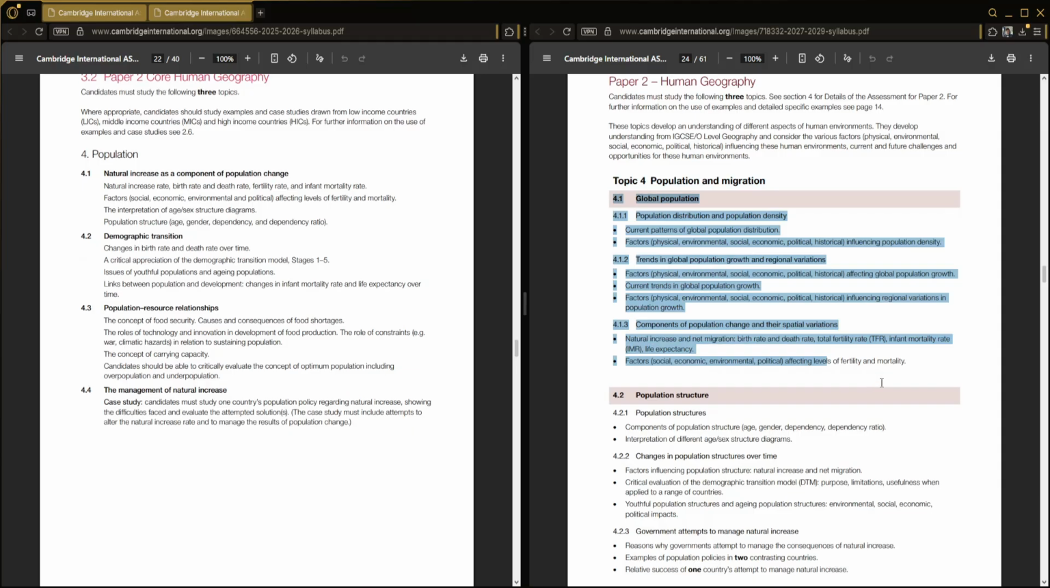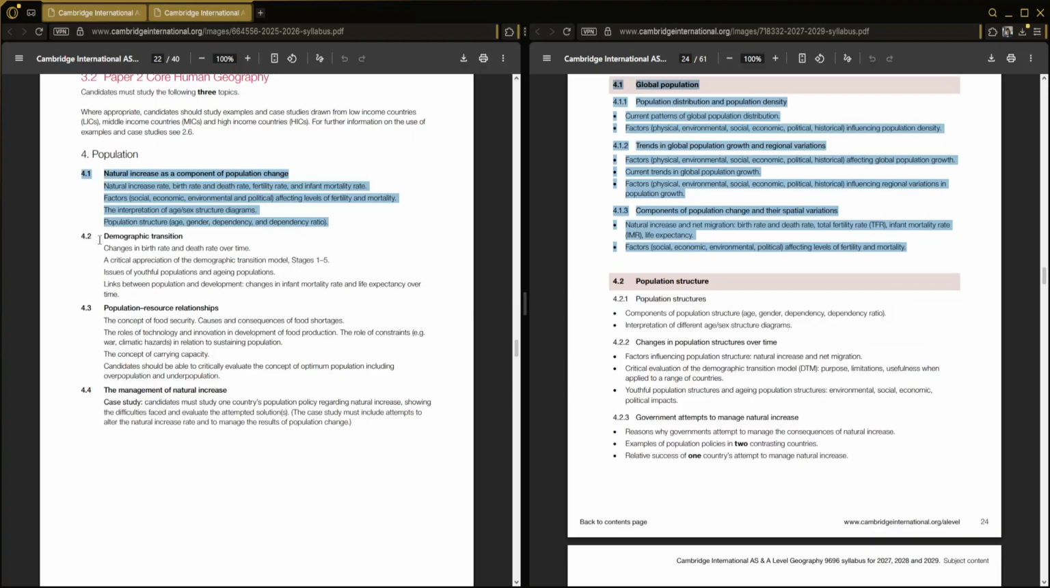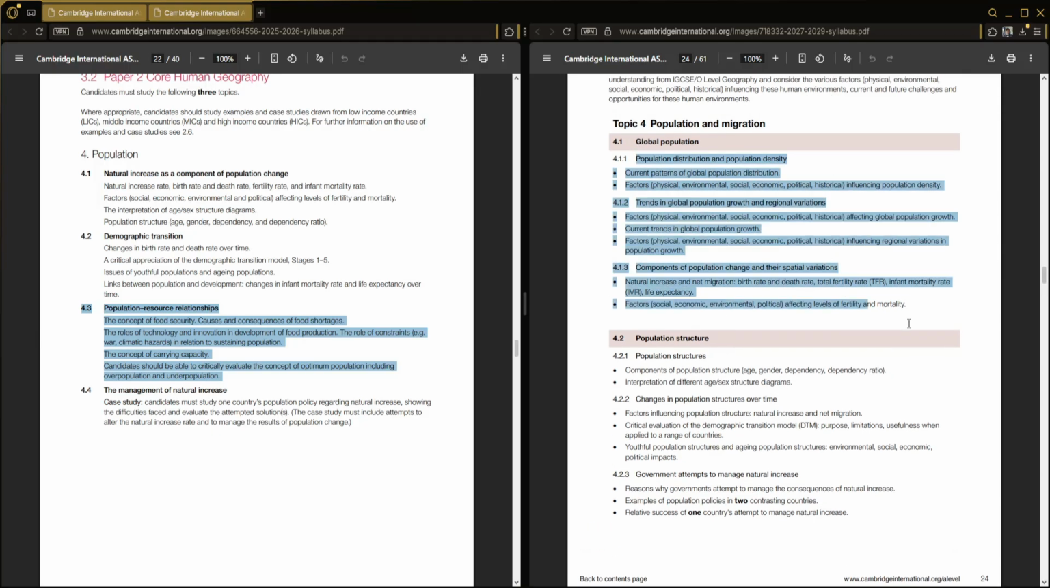For 4.1, it's the same thing. You had to study this before, which is over here. Population structure, same thing, which is the DTM and stuff. What's interesting is for population resource relationships, which is stuff about food security, overpopulation, underpopulation, and optimum populations, all of them are completely gone. So you don't have to study this thing at all. No more Malthusian theory, no more Boserup theory, everything of this is gone. All you have to do is population density and stuff, and population structures, the DTM, and overpopulation. It is still useful to mention in the DTM, but you don't really have to study it specifically.